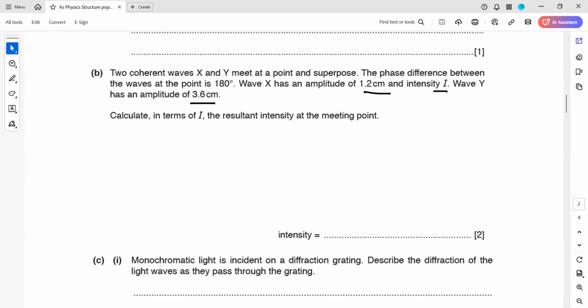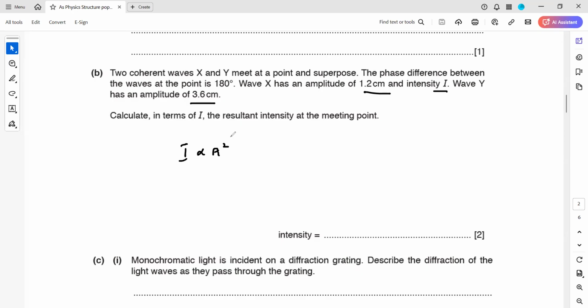So what is the relation between the intensity and the amplitude? Intensity is directly proportional to amplitude square. If we double the amplitude, intensity will be 4 times. If we triple the amplitude, intensity will be 9 times, because it is a proportionality square relation. So we can say intensity is directly proportional to amplitude square.